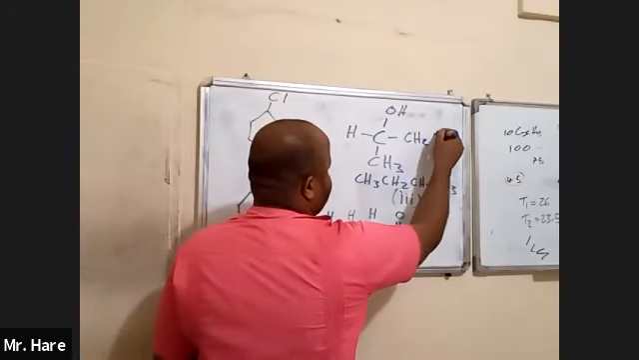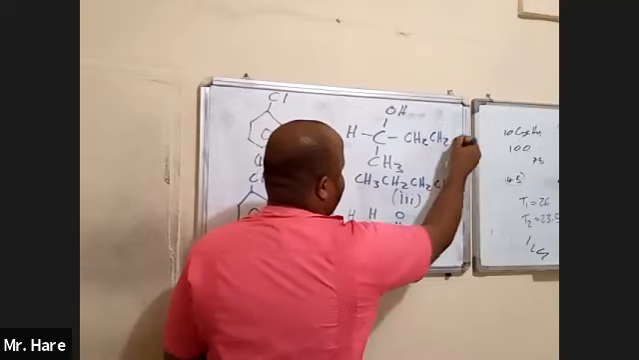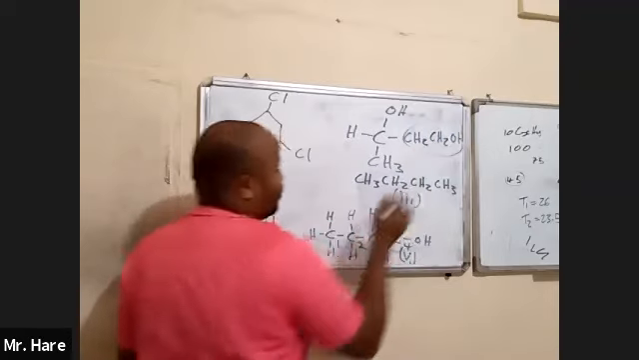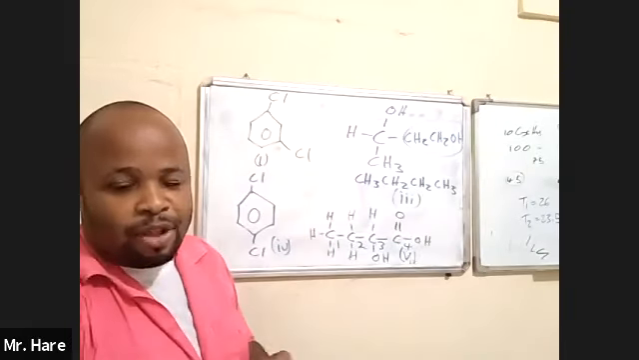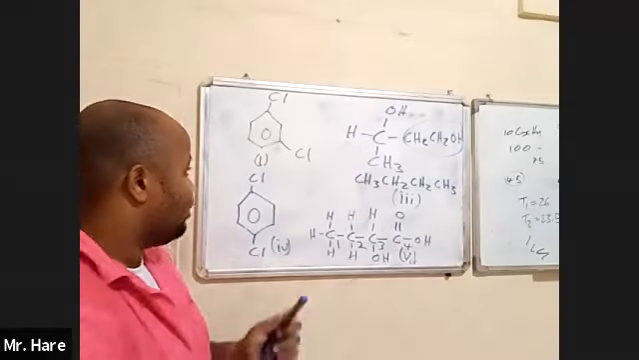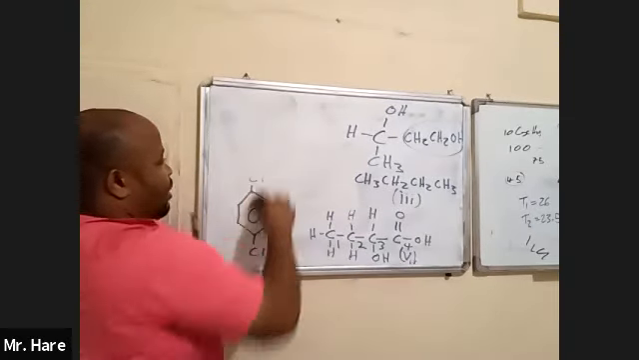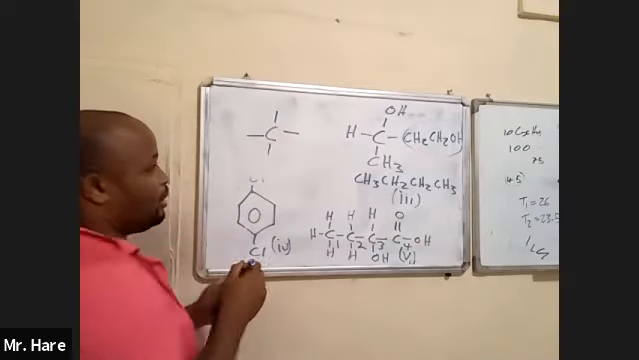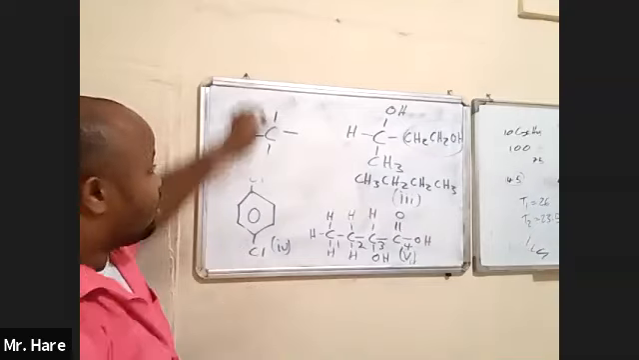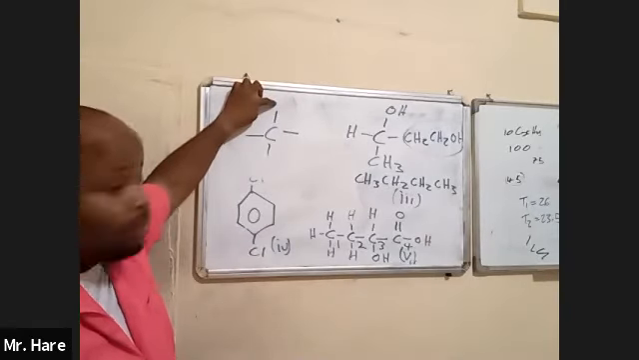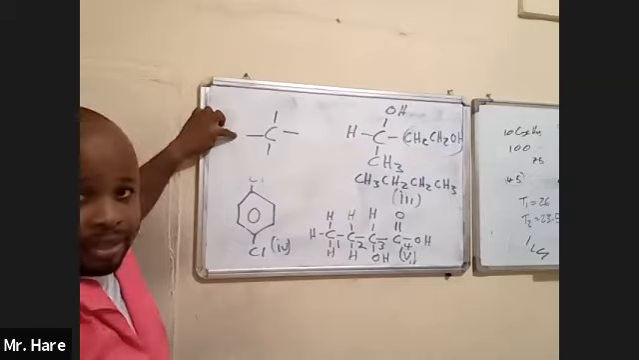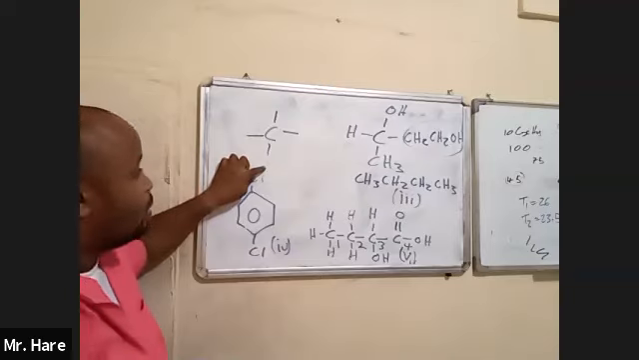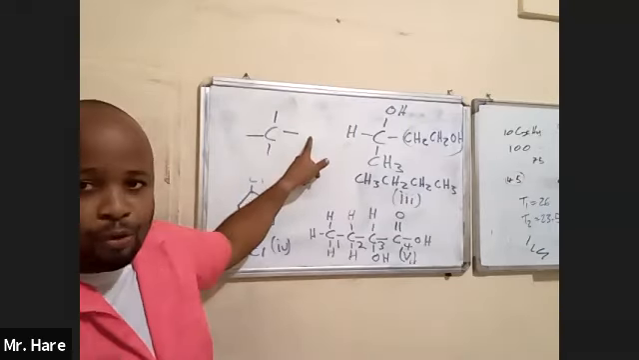CH2OH. All of this is a group. So when you're looking for a chiral carbon, you're going to identify each carbon. Whatever is above it is a group. Whatever is to the left of it is a group. Whatever is below it is a group. Whatever is to the right of it is a group.